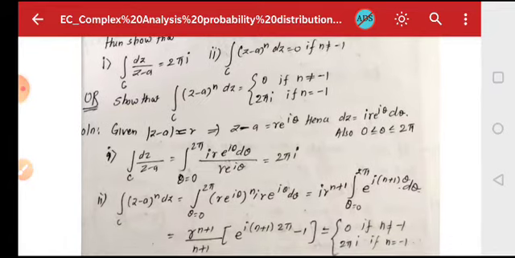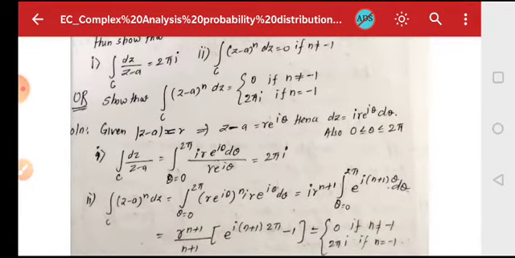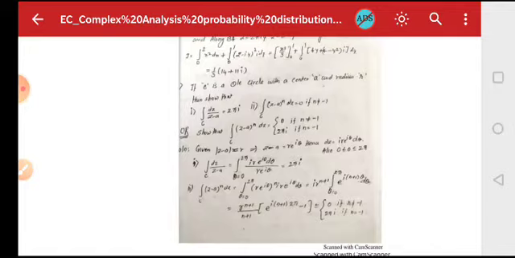Second one, the integral over C of z minus a raised to n: integration from theta equals 0 to 2 pi of r into e raised to i theta, raised to n, into i r e raised to i theta into d theta, which comes as i into r raised to n plus 1, integral from 0 to 2 pi of e raised to i into n plus 1 into theta d theta, which equals r raised to n plus 1 upon n plus 1 into e raised to i (n plus 1) 2 pi minus 1, which is nothing but 0 if n is not equal to minus 1, and 2 pi i if n is equal to minus 1.